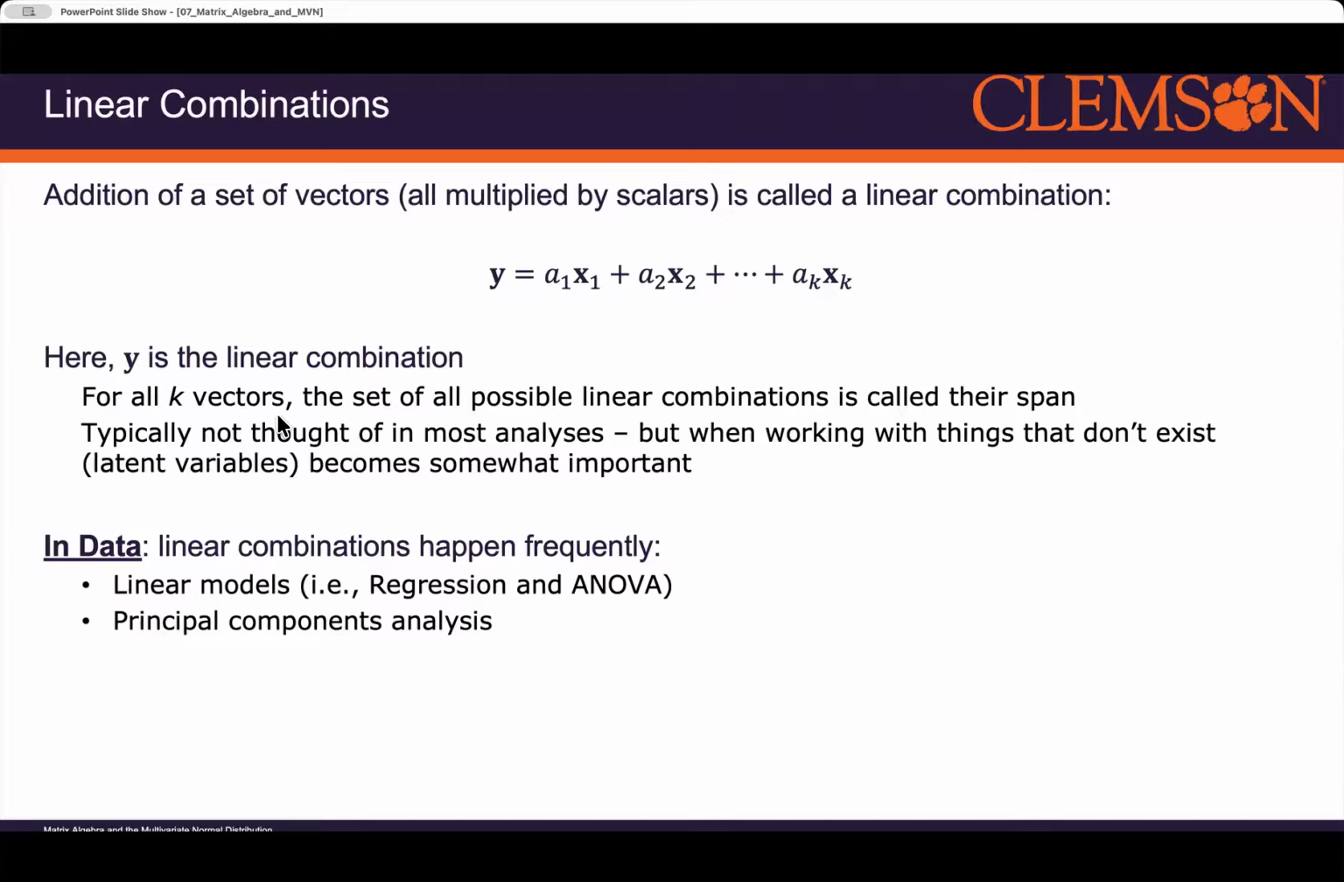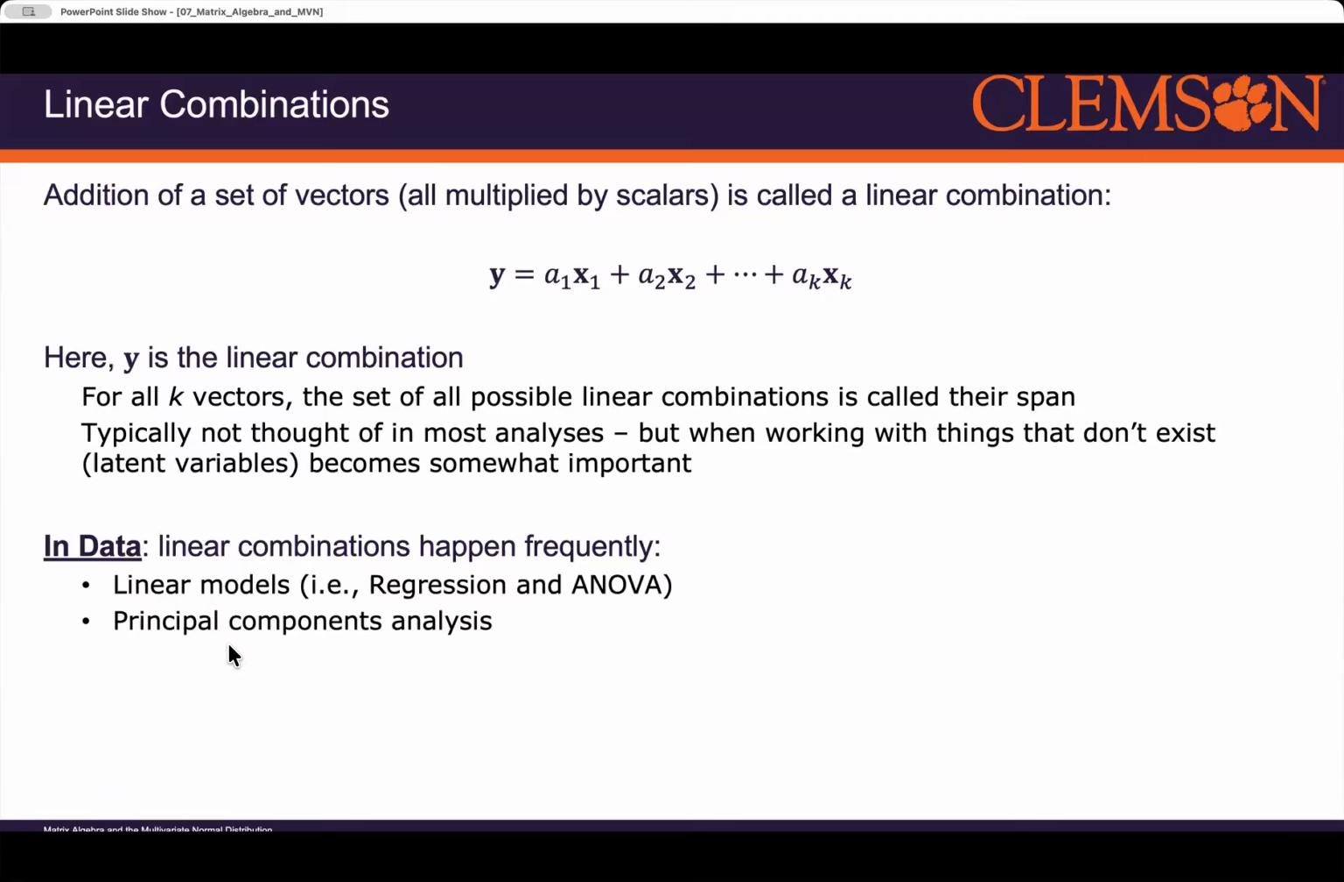Where we see linear combinations a lot are linear models. I mean, you can see the predicted value is a linear combination of regression coefficients times our predictors. And in this case, we don't have a constant in front, but we could add a constant. That would still be a linear combination. That would be the intercept.